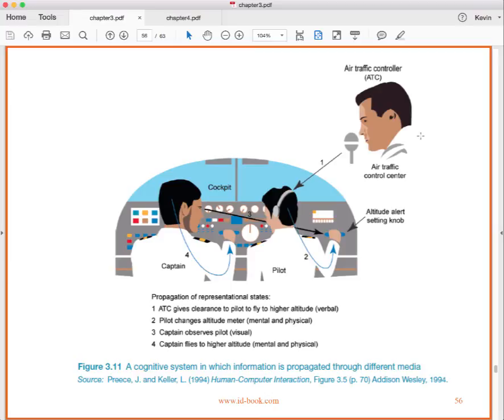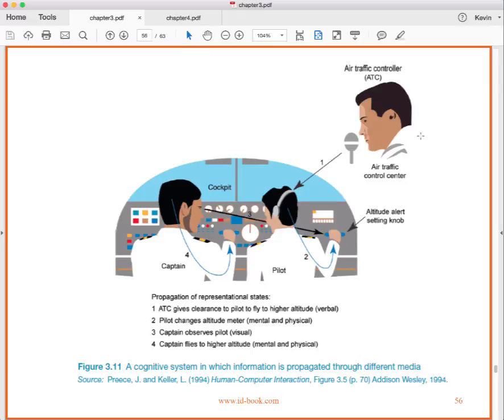So here's a cool picture on slide 56. We have propagation of representational states. One, air traffic control gives clearance to pilot to fly to higher altitude. That's verbal. Two, the pilot changes the altitude meter, it's mental and physical. Three, the captain observes the pilot, visual. Four, the captain flies to a higher altitude, mental and physical.